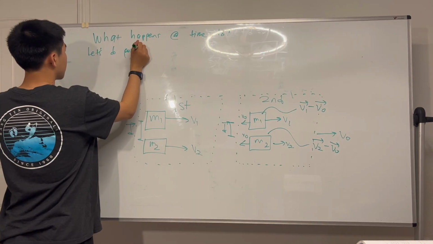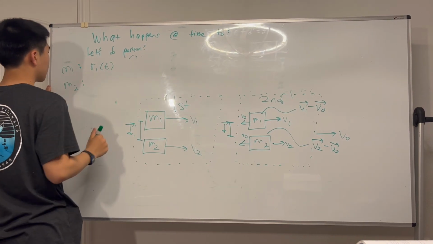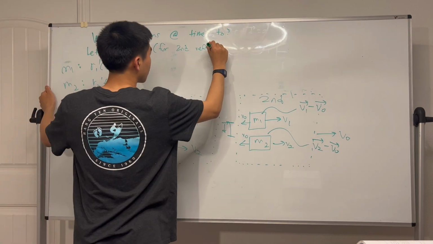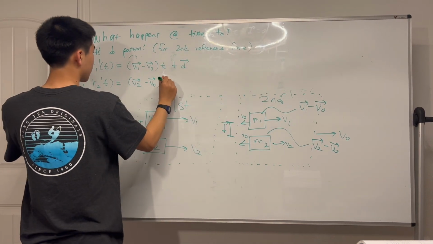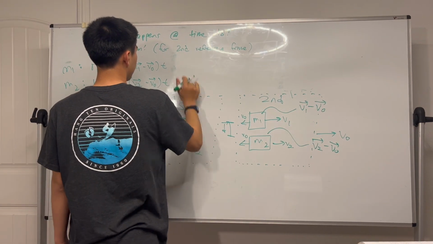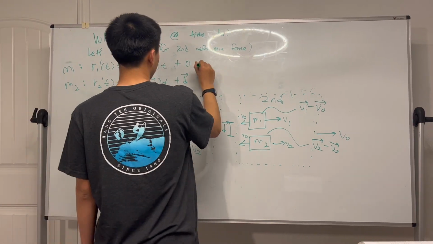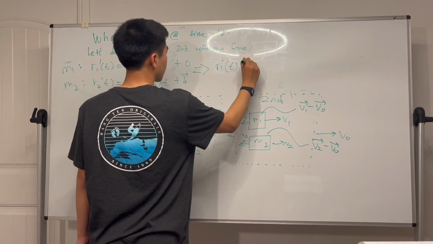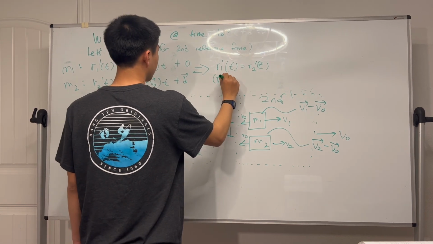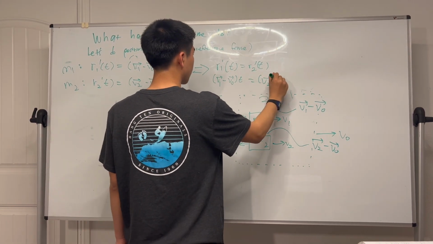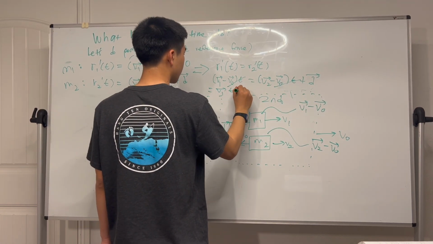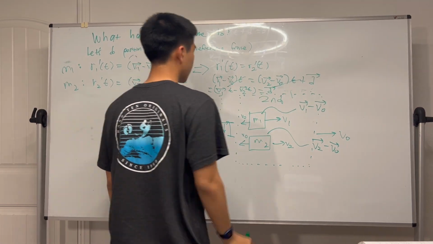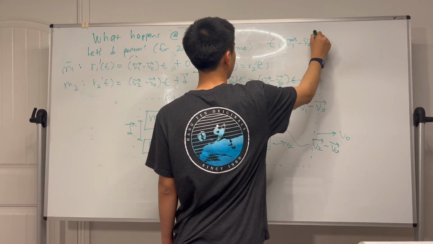We now have our reference equations as follows. First, r1(t) equals (v1 minus v0)t, and second, r2(t) equals (v2 minus v0)t plus d, our displacement vector. When we set them equal to one another, (v1 minus v0)t equals (v2 minus v0)t plus d. And we do a little bit of simplification, the v0s will cancel each other out, and we get (v1 minus v2)t equals d.